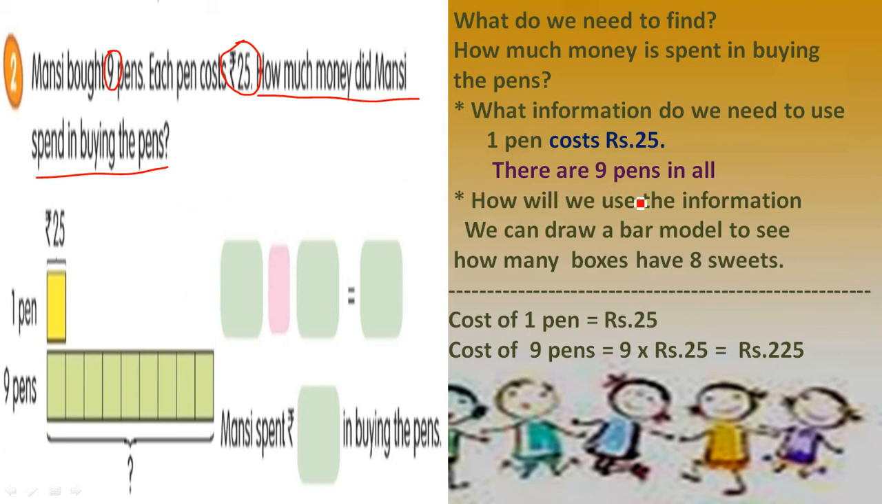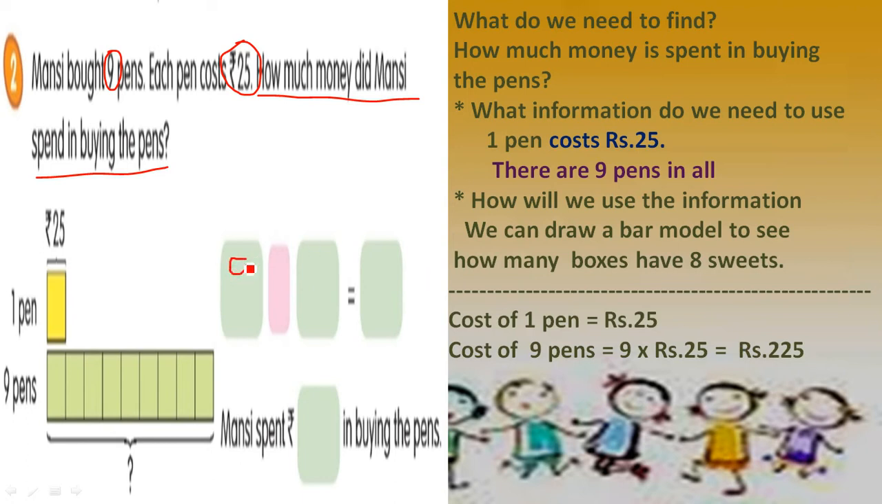So how will we use the information? We can draw the bar model. Here we have drawn the bar model which shows that one pen is rupees 25. Then how many pens are there? 9 pens. 1, 2, 3, 4, 5, 6, 7, 8, 9. And all the pens cost the same amount, that is 25. So cost of one pen is rupees 25. Cost of 9 pens is 9 times 25. So we get the answer as 225.